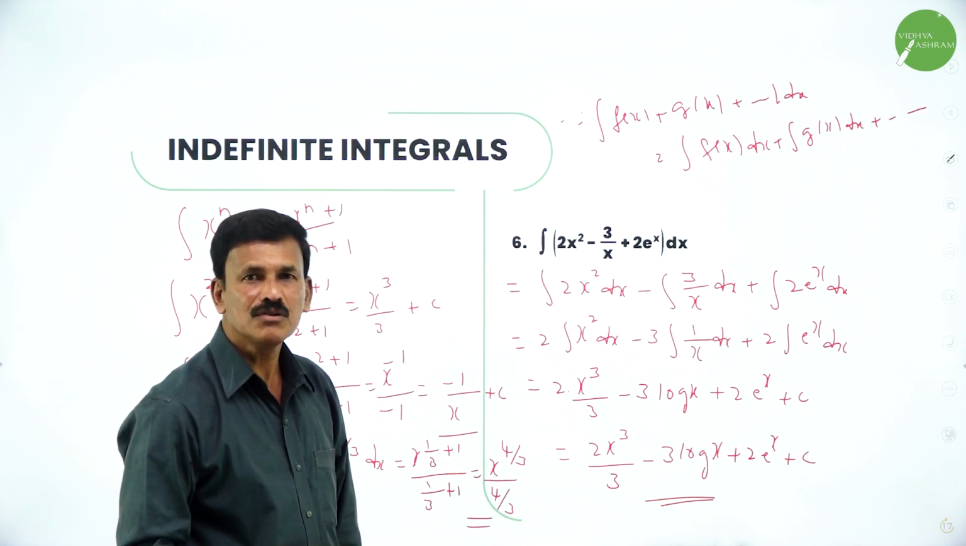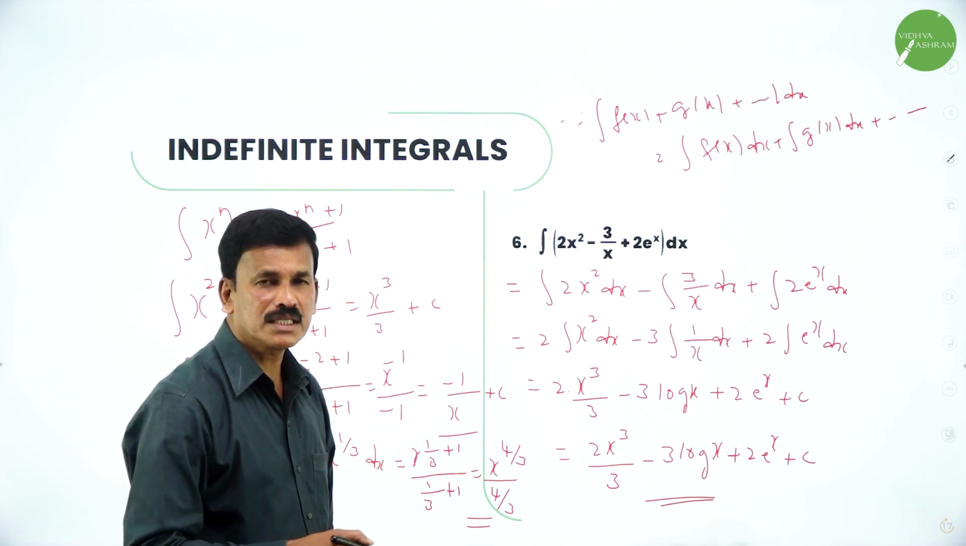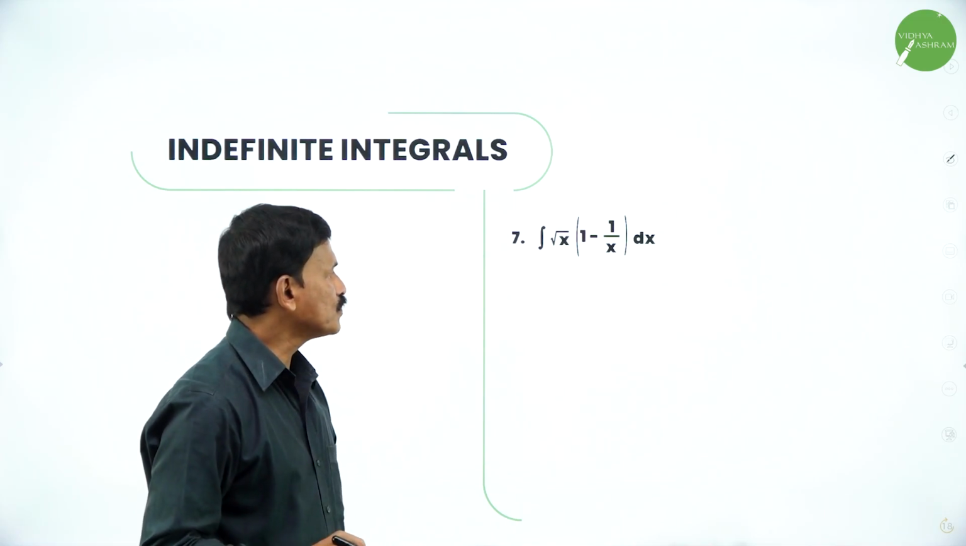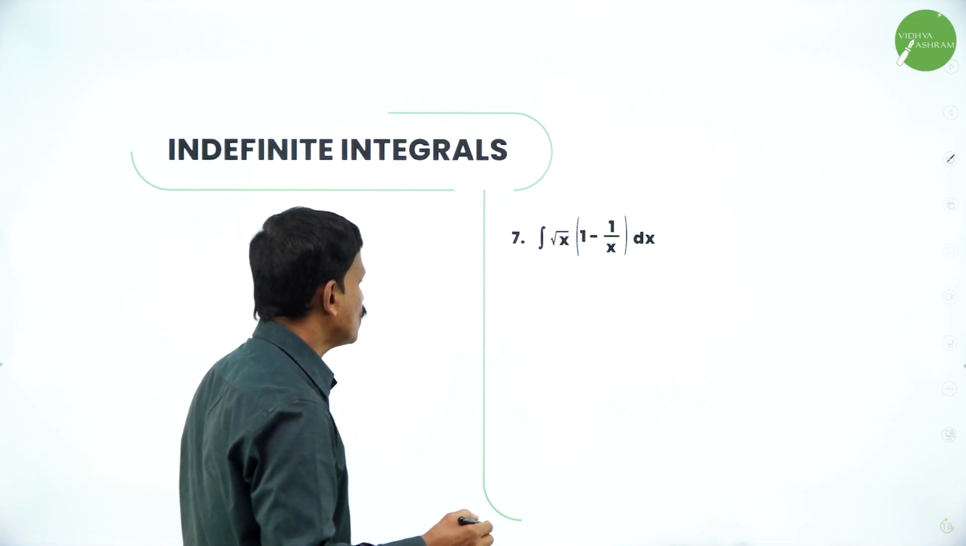That's it. Hope you followed. Very simple, just term by term integration. Now, move on to the next problem. The next problem is integral of root x into 1 minus 1 by x.